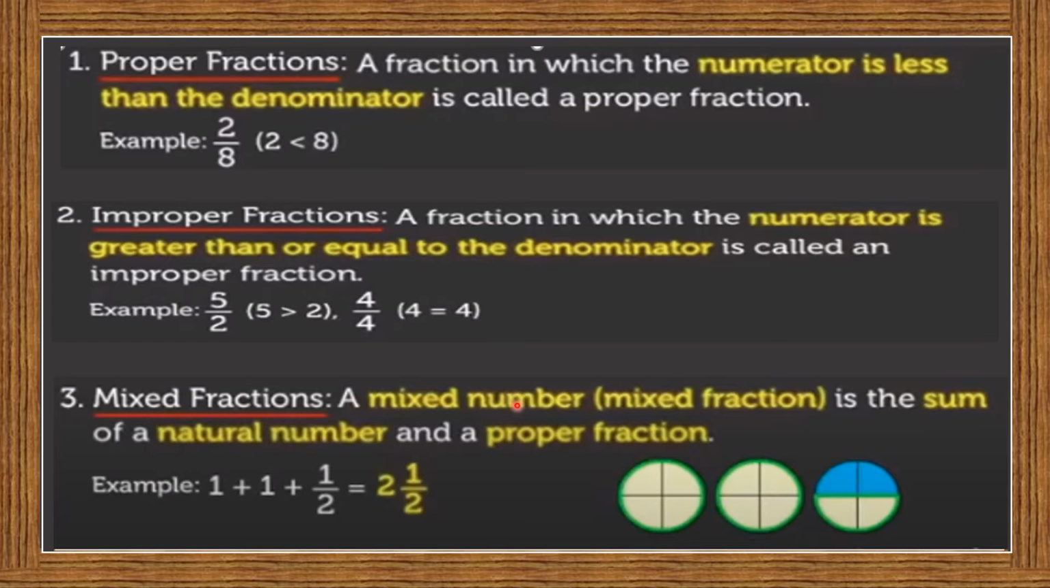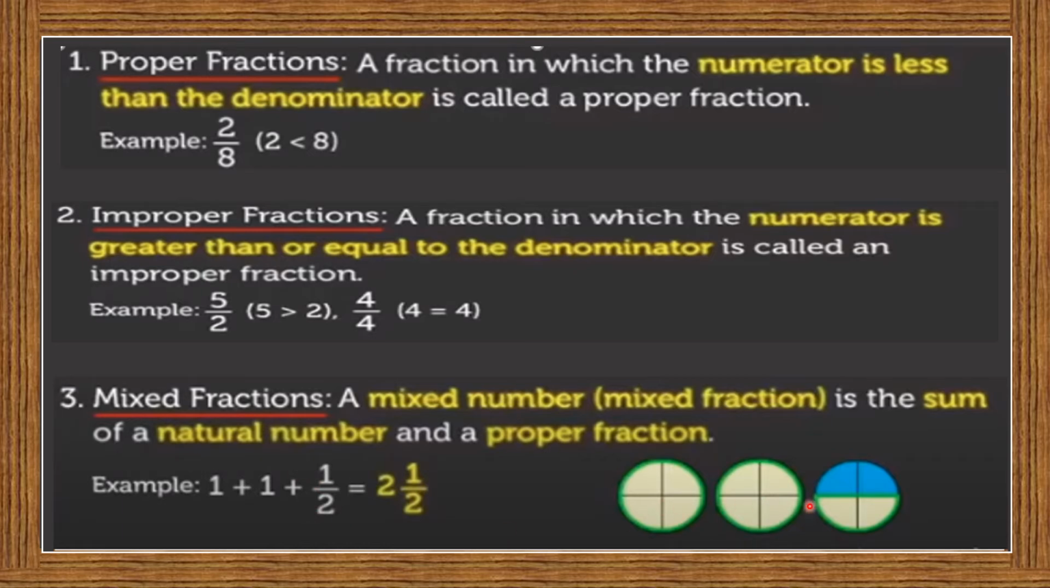The next one is mixed fraction. A mixed number, a mixed fraction, is the sum of a natural number and a proper fraction. Means this is a complete one whole which is divided into 4 parts, but we have selected all the parts, hence we have considered this one whole as 1. In the second diagram also we have considered one whole, so we have written it as 1. And in the third diagram, from this one whole we have selected only the half part and the other half part we have not selected.